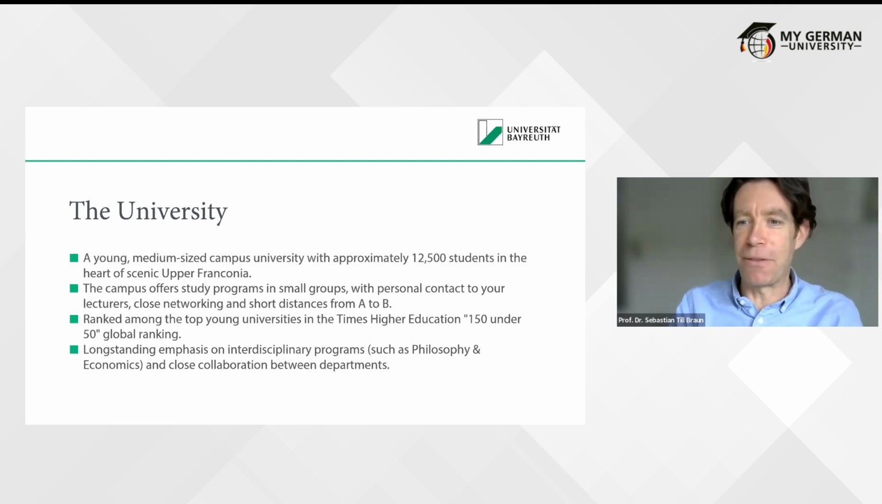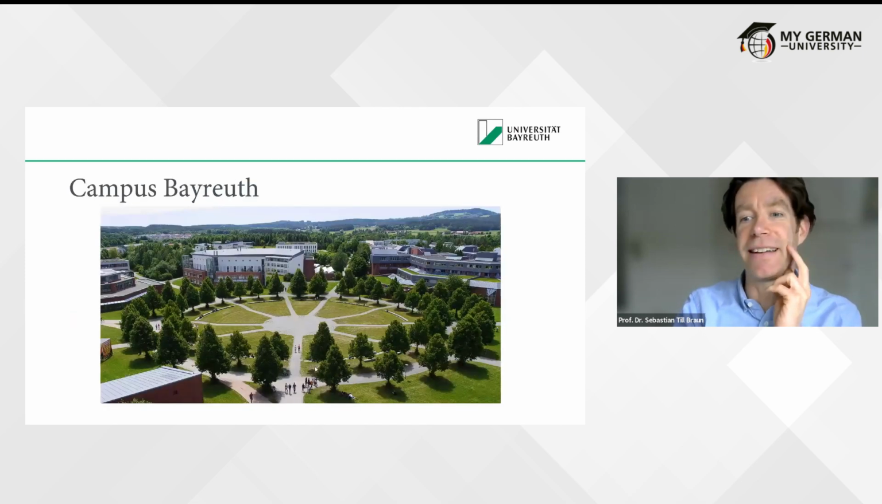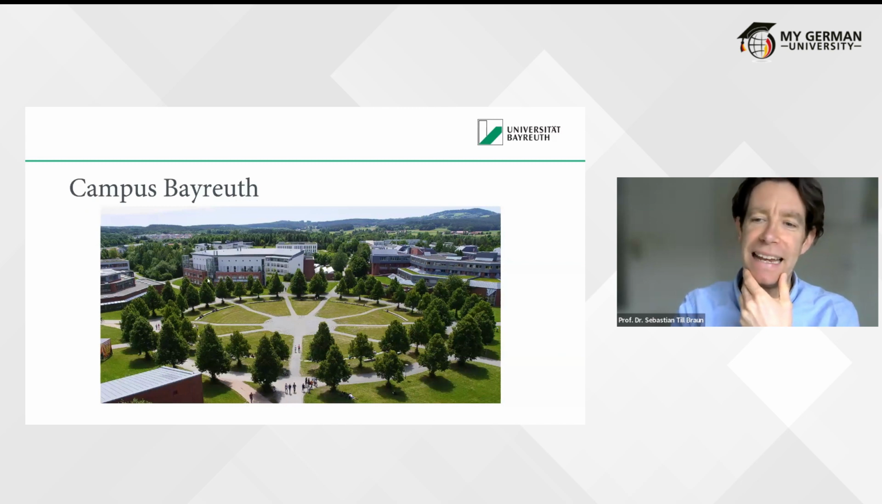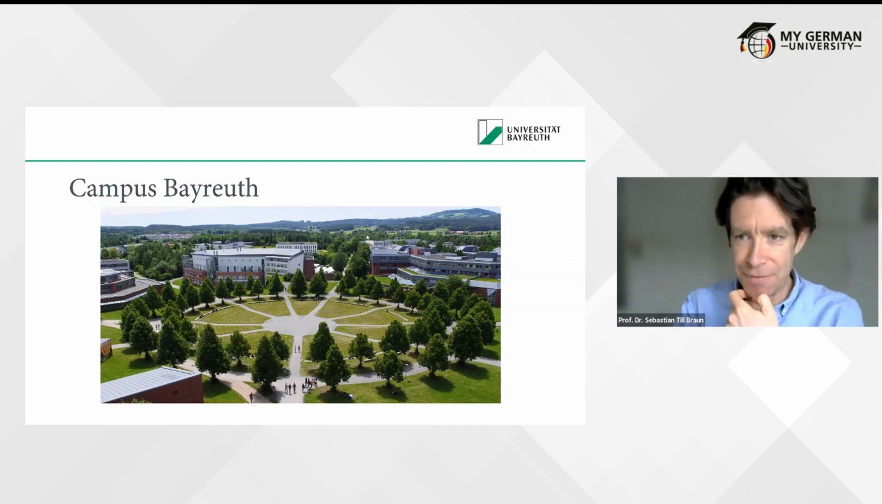So approximately 12,500 students, relatively small. So this is a good university if you like study programs in small groups, close personal contact to your lecturer, close networking. As you will see in a second, or I can show you now, this is the campus. The different departments are very close to each other, which has, of course, some advantages. You also see a little bit of where you would go to. So Bayreuth is a smaller city, 70,000 inhabitants, a bit more.